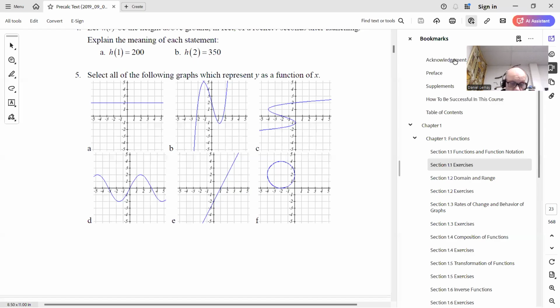I thought recording a video would be the fastest way to give you some help with this. So if we're looking to see if a graph makes a function, we're going to pass the vertical line test. So what happens is, if we've got a graph, let's see the vertical line test.